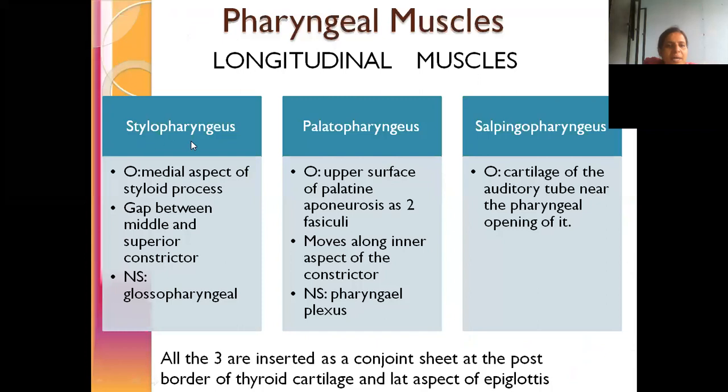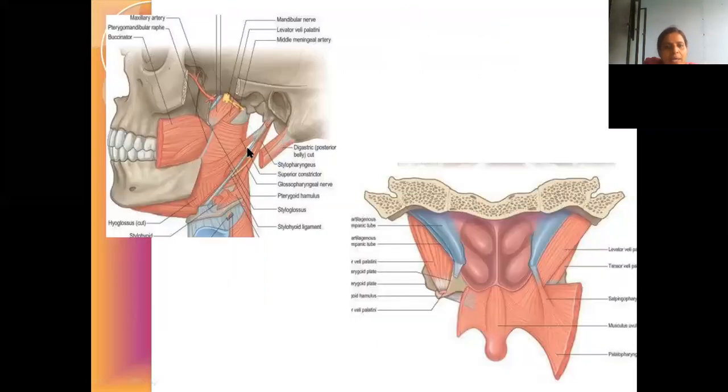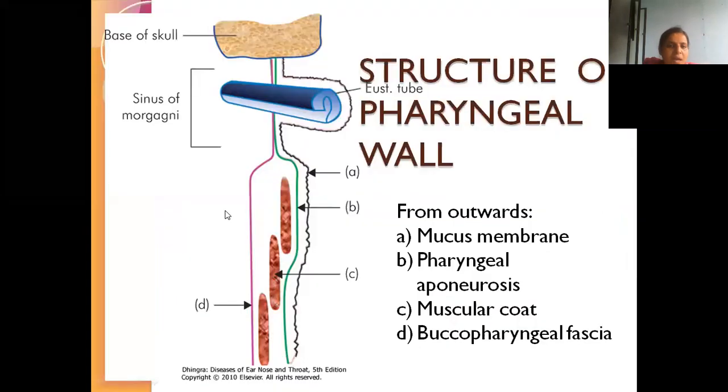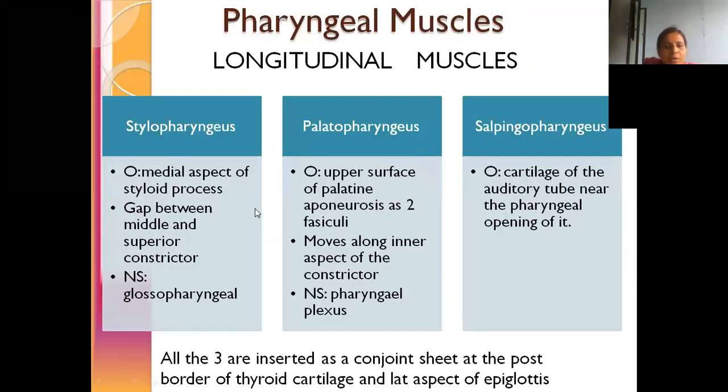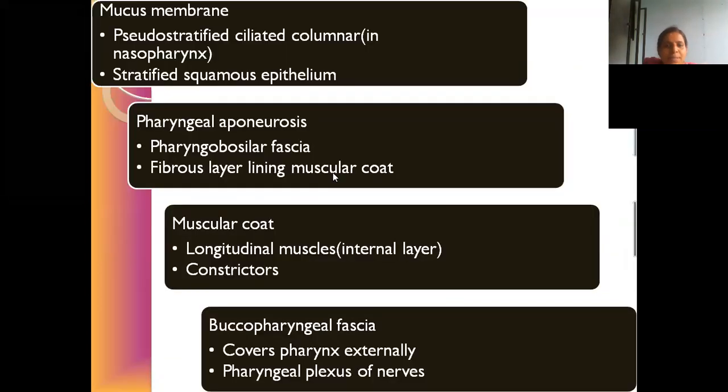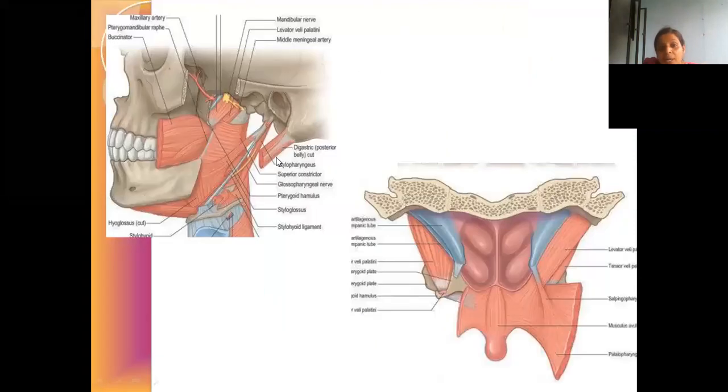So here we are discussing stylopharyngeus. Now we know we have the hard palate. In the previous picture we saw the hard palate, right? From the hard palate to the pharynx, you use the muscle's name palatopharyngeus. Salpingo means it is coming from the auditory tube. This is our auditory tube. From the auditory tube to the pharynx, if the muscle comes, you call it salpingopharyngeus.